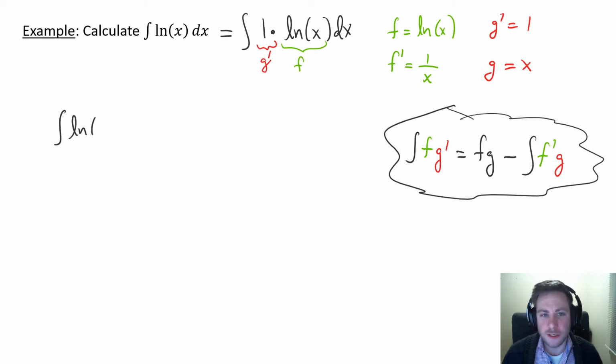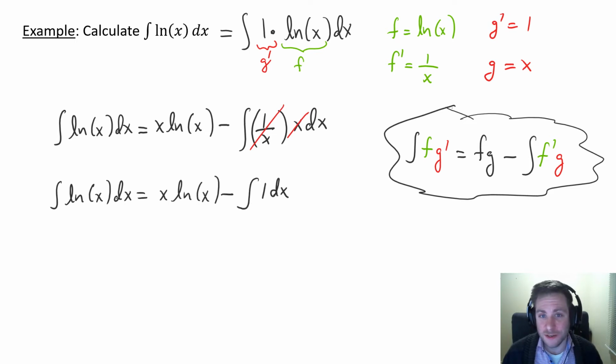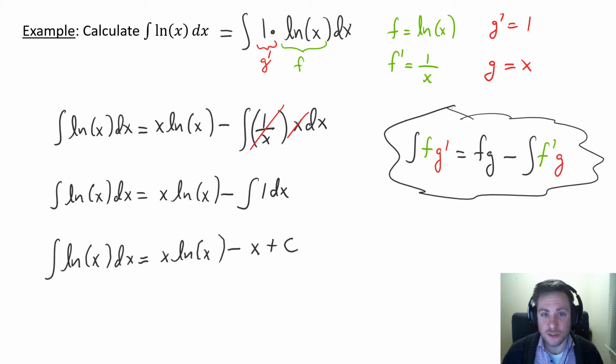So, starting with the integral we want to calculate, we can say that this is equal to f times g minus the integral of f prime g. And this resulting integral is really as easy as it gets, because you can literally cancel x with 1 over x and end up with the integral of 1. The antiderivative of 1 is just x, just don't forget the plus c, and you're done.